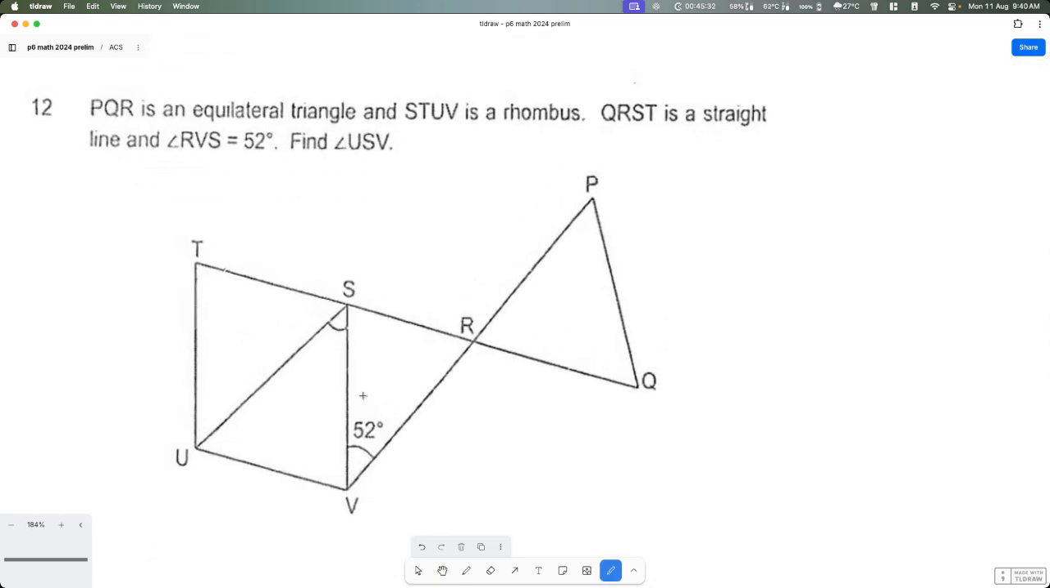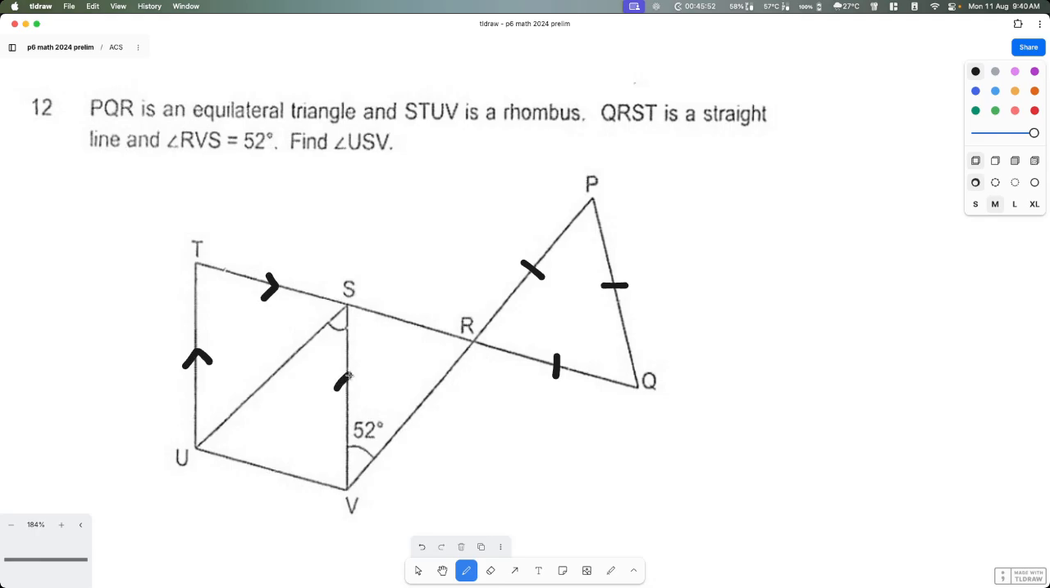So it says here PQR is an equilateral triangle over here. So where's PQR? This over here. So I'm going to put P, Q, and R. STUV is a rhombus. So rhombus means all sides are the same, all sides are parallel as well. That's what you see over here, and all sides are the same. So you're gonna put one line over here, one line over here, one line over here, and one line over here. QRST is a straight line. So I'm gonna draw a line as well for QRST. It's a straight line like this, and then RVS is 52 degrees.